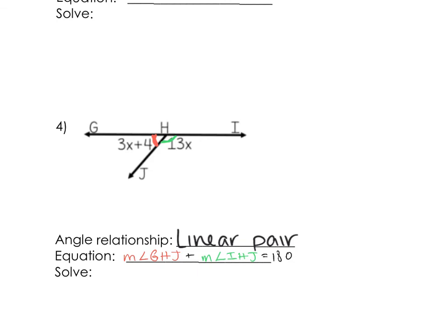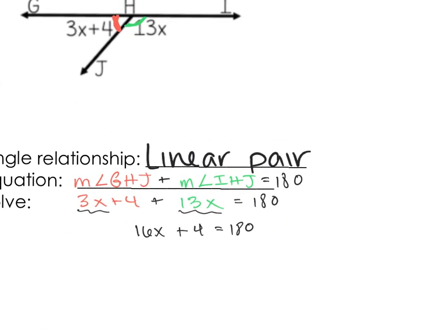So when I substitute the information that we were given, 3x plus 4 plus 13x equals 180. Combine my like terms. 3x and 13x, that's 16x plus 4 equals 180. Two-step equation, minus 4 on both sides. 16x equals 176. Divide by 16. X is 11.